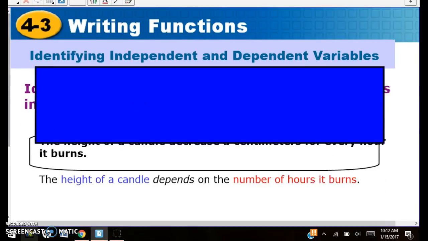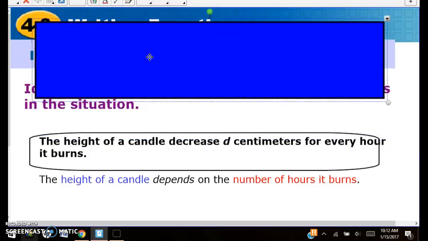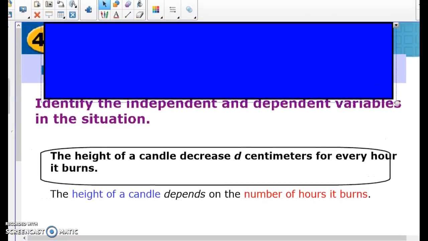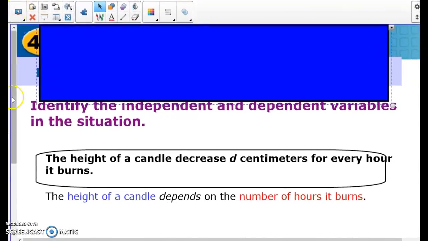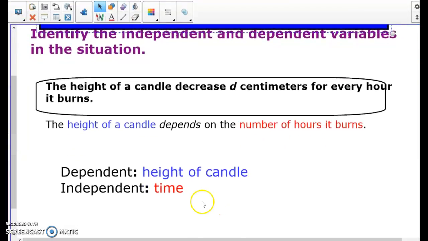And then for this example, it's talking about a candle. The height of the candle decreases d centimeters for every hour it burns. So for something like this, the height of the candle depends on the number of hours it burns. If we have a short candle, it's not going to burn very long, but if we have a tall candle, it will burn for quite some time.